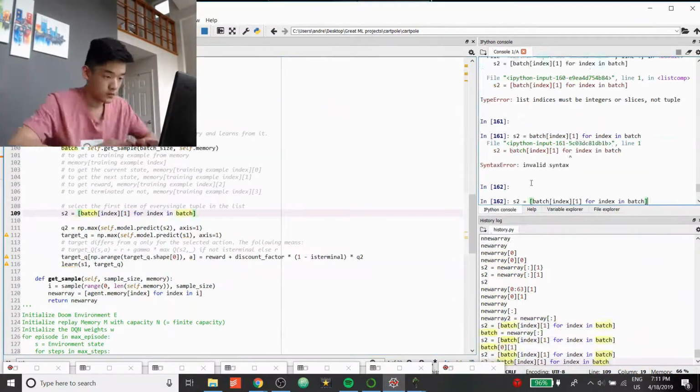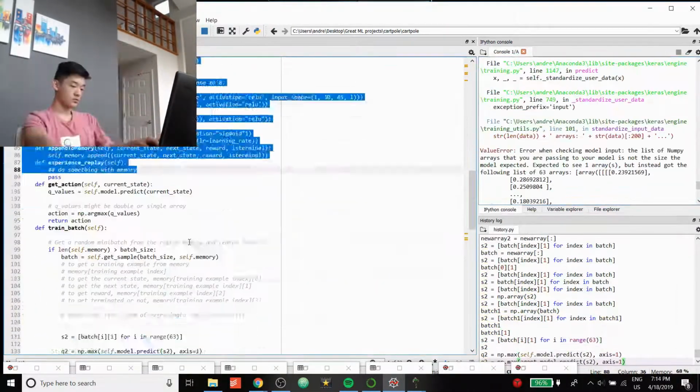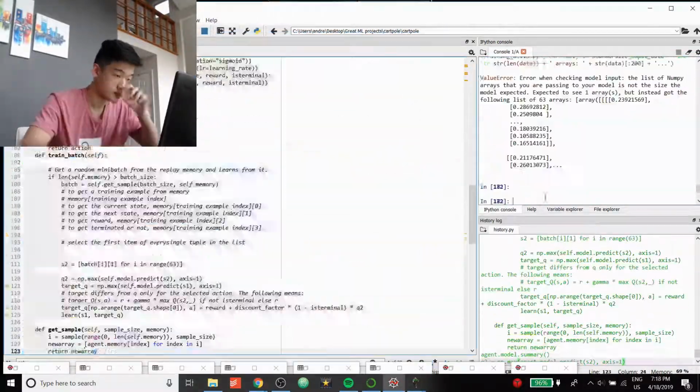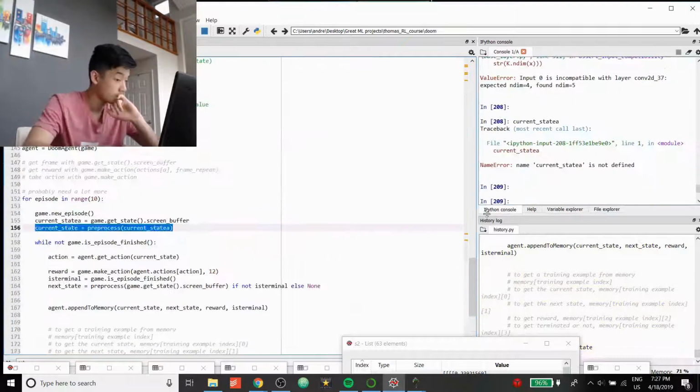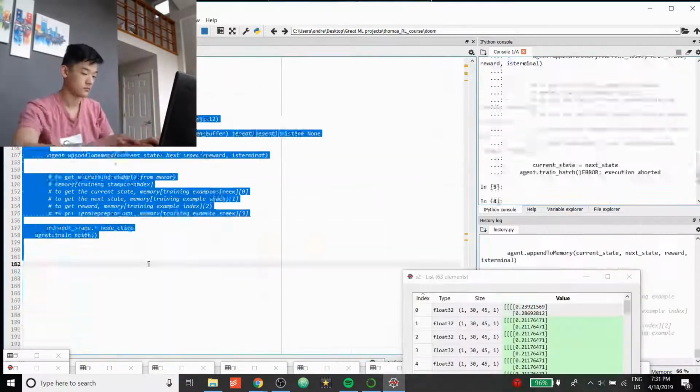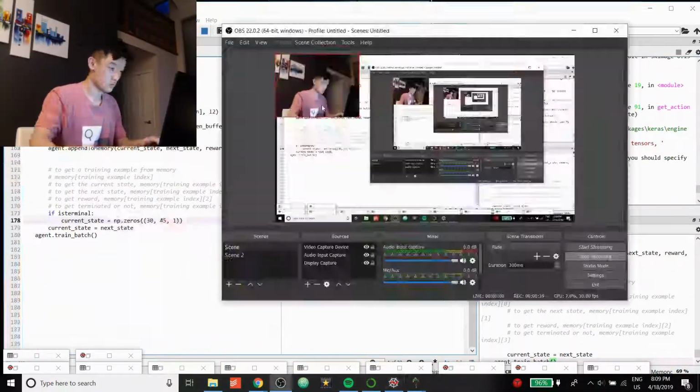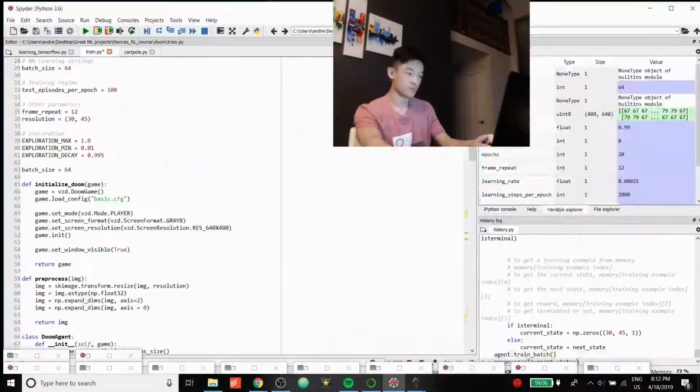I used the hyperparameters I trained my Atari Breakout agent with on Doom, and that was a learning rate of 0.0001, a discount factor of 0.95, and an exploration rate decay of 0.995.